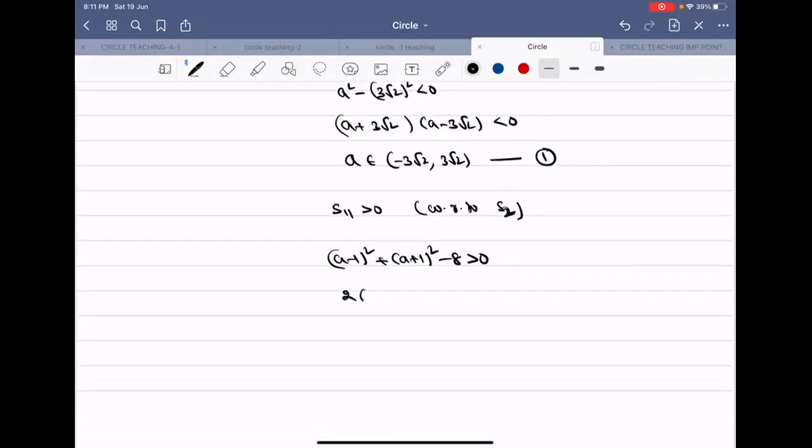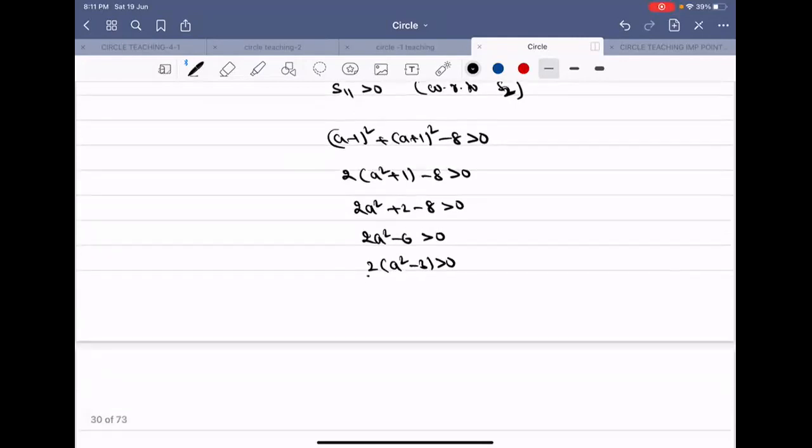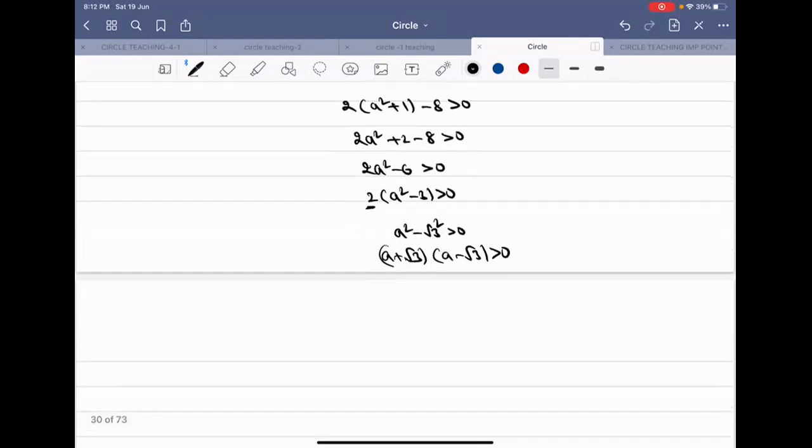Therefore, this is (a plus b) whole square plus (a minus b) whole square, 2 into (a square plus b square) minus 8 is greater than 0. Therefore, 2a square plus 2 minus 8 is greater than 0. That is 2a square minus 6 is greater than 0. 2 into (a square minus 3) is greater than 0. 2 is anyway positive. Therefore, this can be written as a square minus root 3 square is greater than 0. Therefore, (a plus root 3) into (a minus root 3) is greater than 0. Clear?